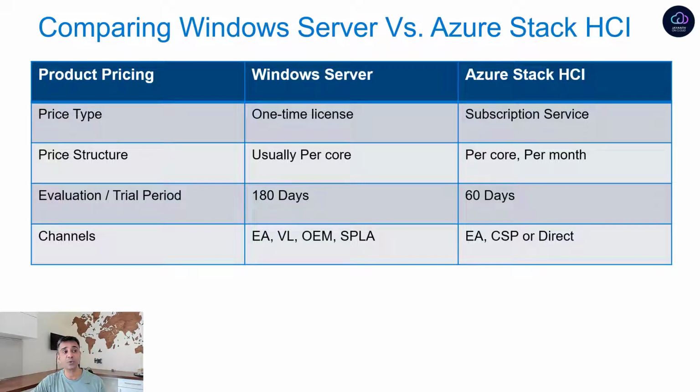Price structure, it's usually per core. In case of Windows Server, again, one time. In case of Azure Stack HCI, it's per core per month. Like I said, it's US $10 per core per month.